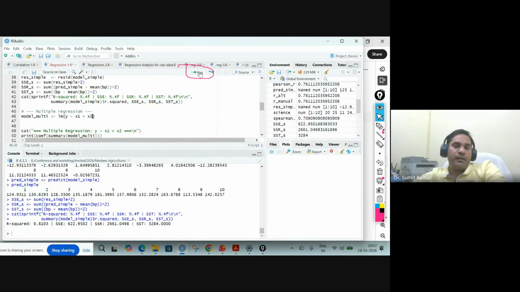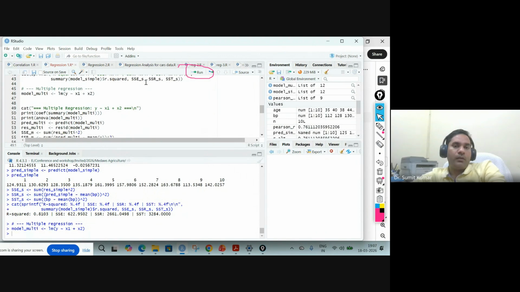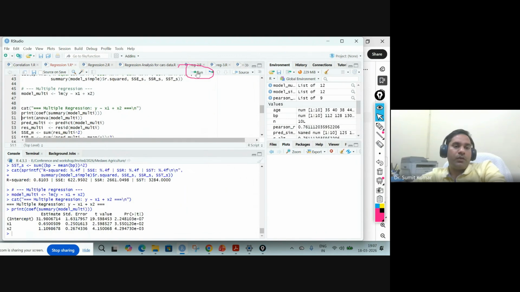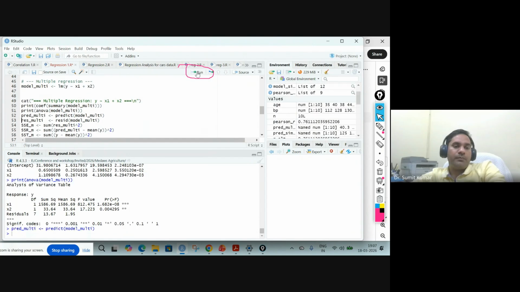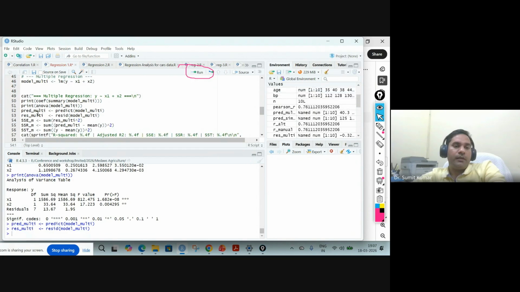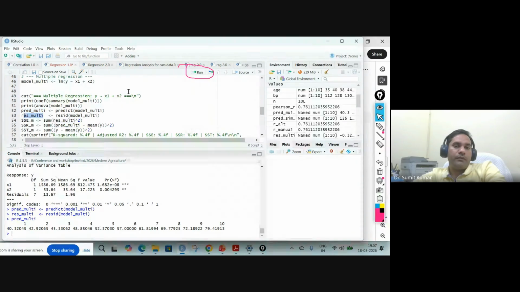So just first run the command here. Print coefficients, it will provide you the coefficients, print predicted values, print residuals. Now see the predicted values and residual values.